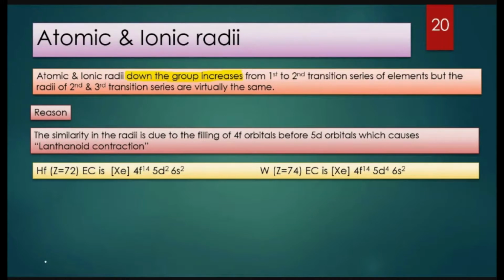So here, look at the previous statement. Why is there a similarity with respect to the radii of second and third transition series of elements? It is due to the filling of 4f orbitals before 5d orbitals. So here, until and unless the 4f orbital is completely filled, no electrons go to the 5d orbitals. What I mean to say is, first the 4f orbital gets completely filled, thereafter the remaining electrons go to the 5d orbital. So this actually causes lanthanide contraction.